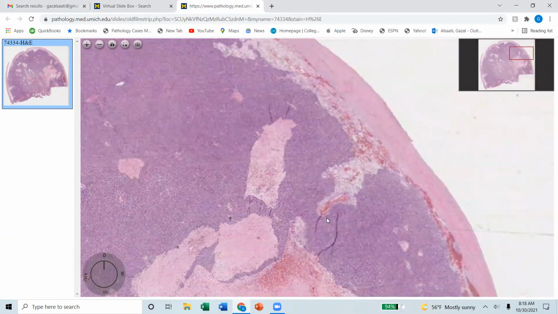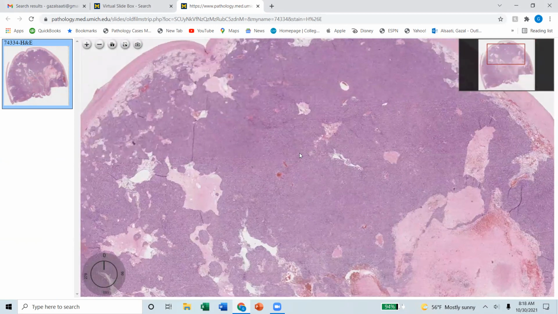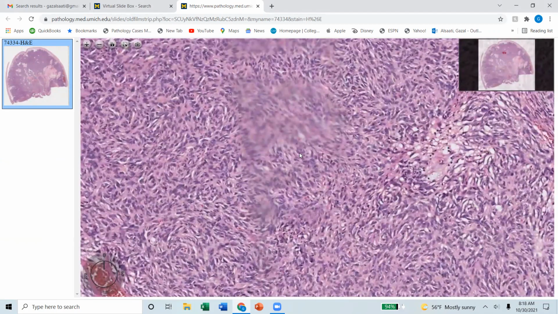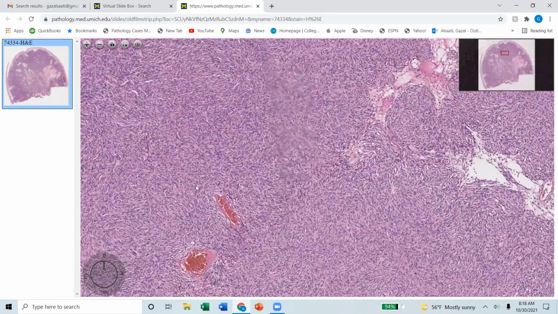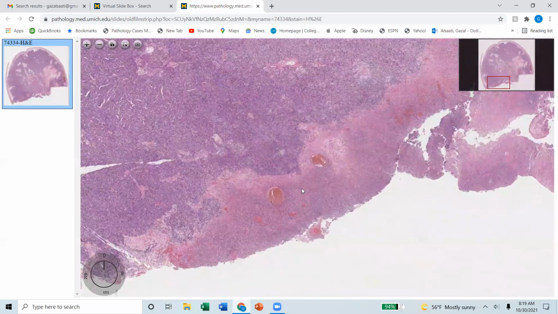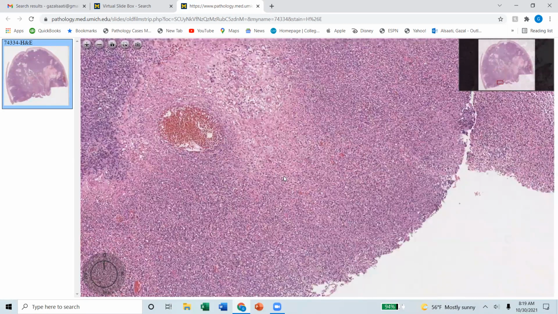I don't think this is an appendix to start with, because it doesn't look like an appendix. It almost reminds me of a soft tissue tumor of some kind. It's a GIST. Yeah, this is a nice looking GIST. It's probably mislabeled. Let me look at the epithelium. No, I don't have an epithelium. And look at this necrosis.